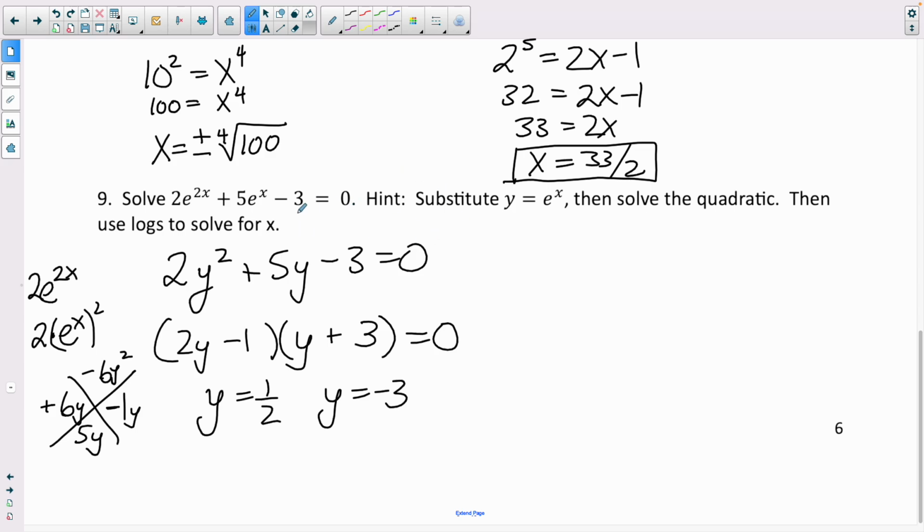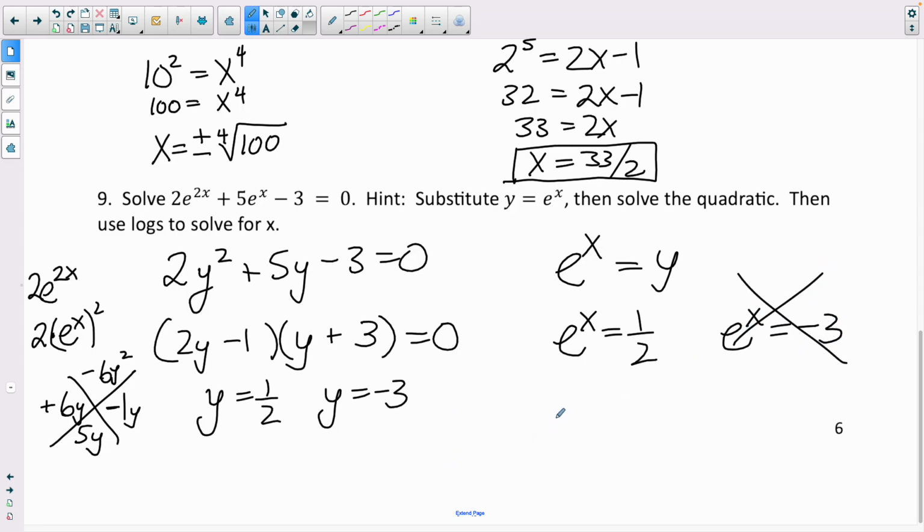But we're solving for x. We're not solving for y. But I know that e to the x equals y. So I know e to the x equals 1/2 and e to the x equals negative 3. This will never be true. So I'm going to throw that one out. For this case, x is equal to the natural log of 1/2. I just rewrote this into exponential form. x is equal to the natural log of 1/2. And there's my solution.